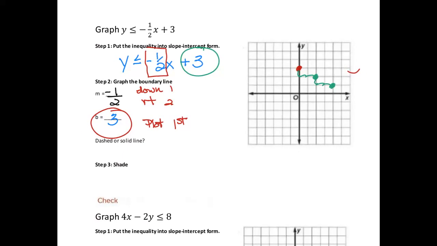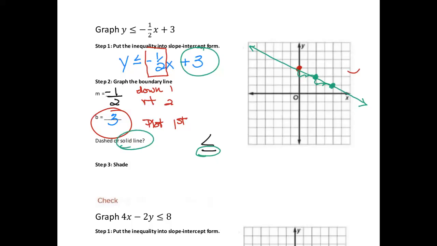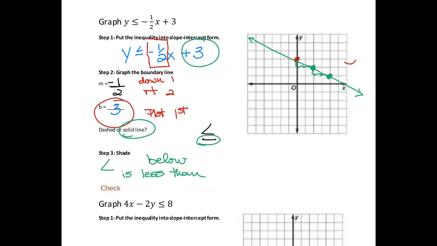Okay. Now be careful. This is an inequality, so you've got to pay attention. This is less than or equal to. Is it a dashed or a solid line? Solid line, because it's got the equal sign. So draw your solid line. Okay, so that is a solid line, and we are shading above or below? Below, because this is less than.